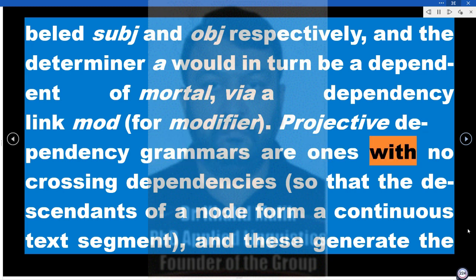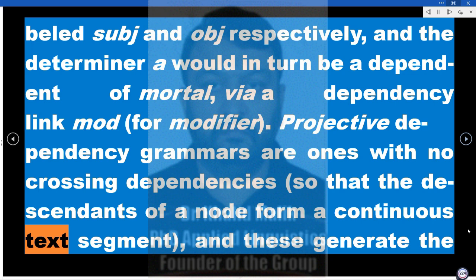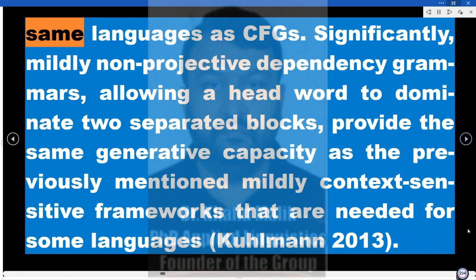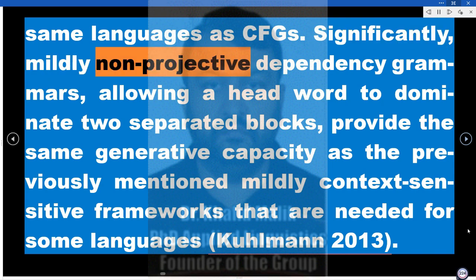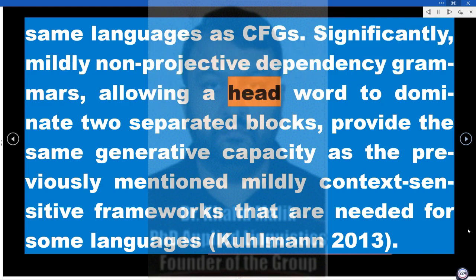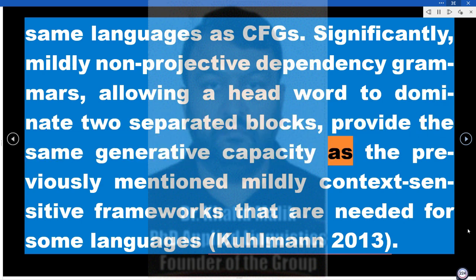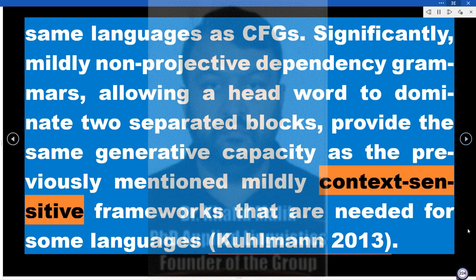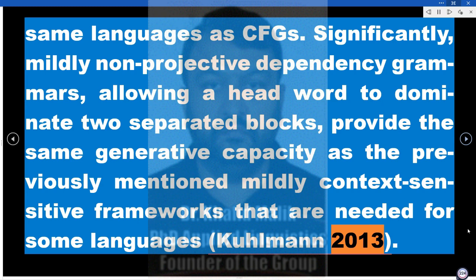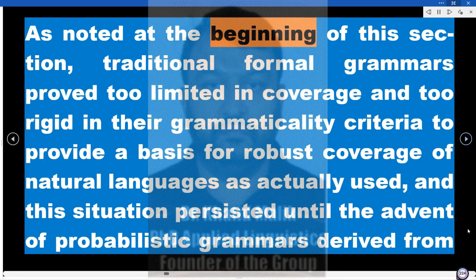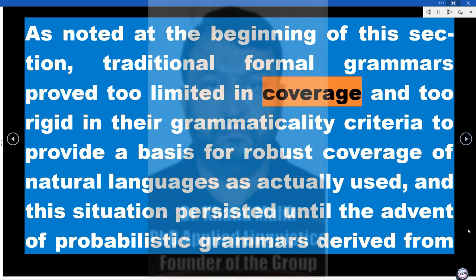Projective dependency grammars are ones with no crossing dependencies, so that the descendants of a node form a continuous text segment, and these generate the same languages as CFGs. Significantly, mildly non-projective dependency grammars, allowing a head word to dominate two separated blocks, provide the same generative capacity as the previously mentioned mildly context-sensitive frameworks that are needed for some languages. Kuhlman 2013.